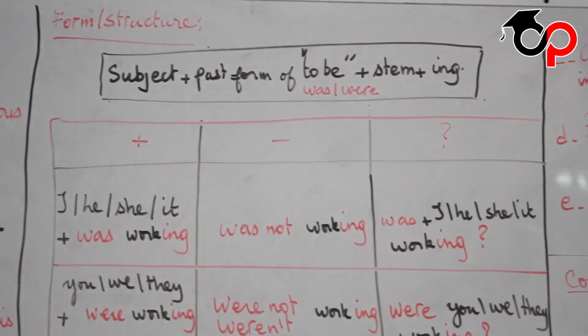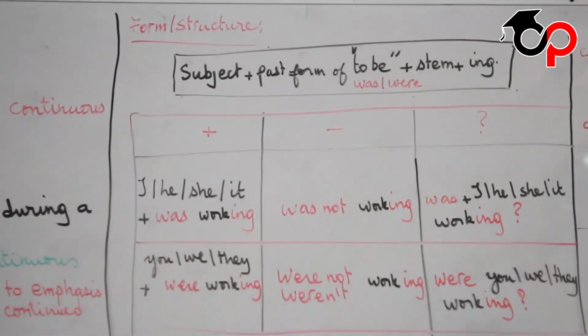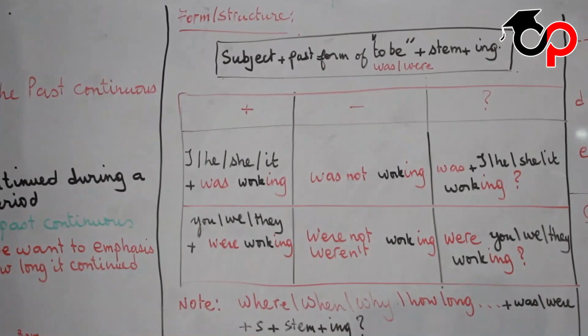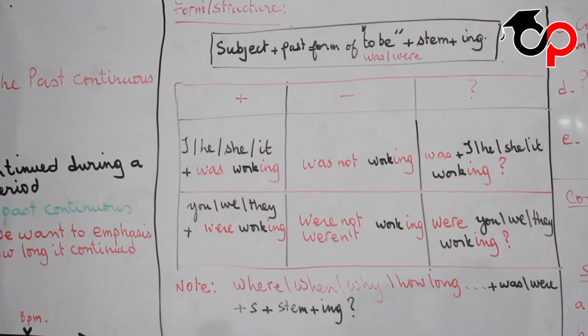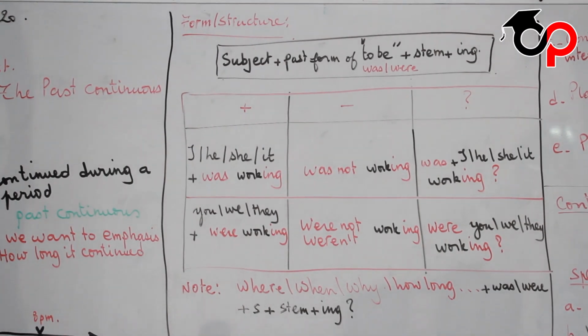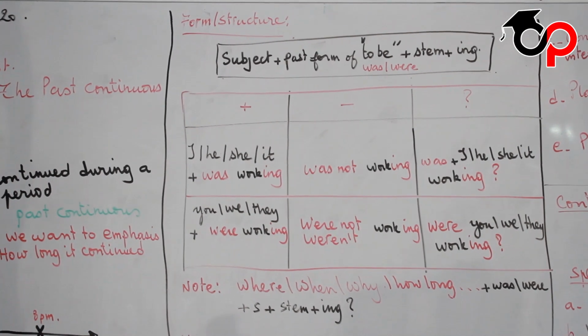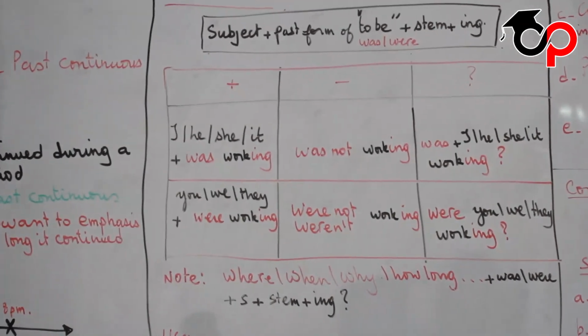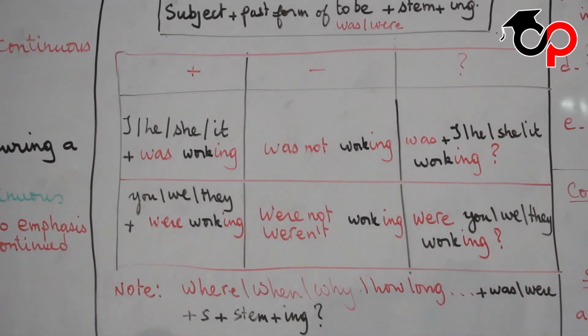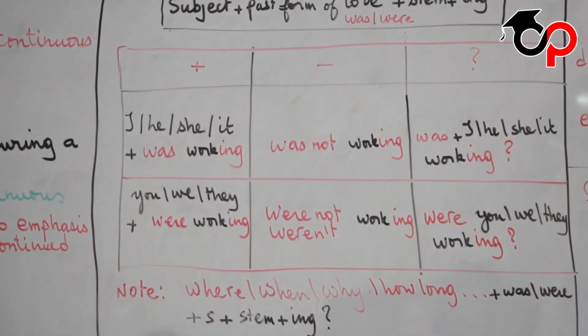Well, as you may know, the past continuous is formed by subject plus the past form of to be, that is was or were, plus the stem plus ing. I remind you that the stem is the infinitive without to. Positive form. What do we have here in the positive form? When we have I, he, she, or it, we have the past form of to be, that is was, plus stem plus ing. We say, I was working.